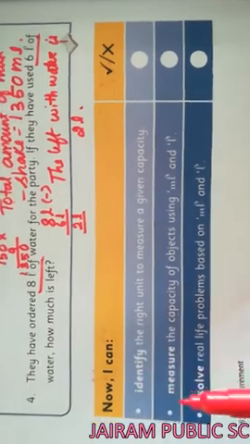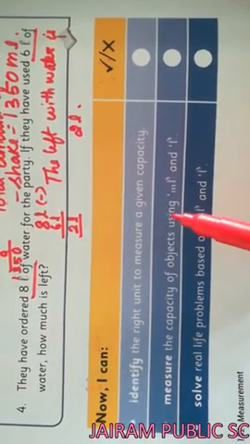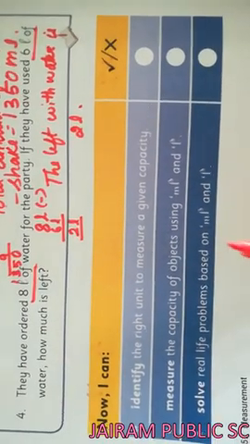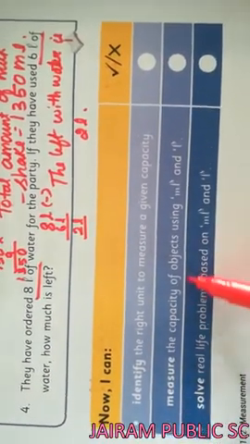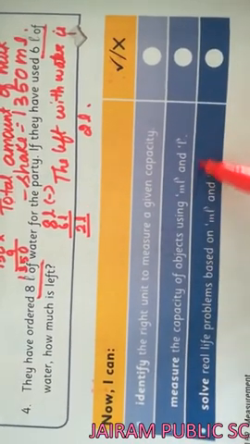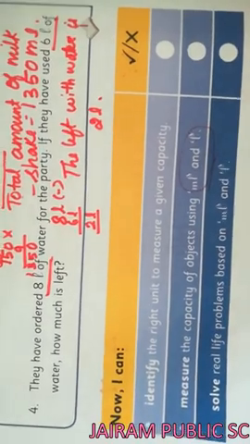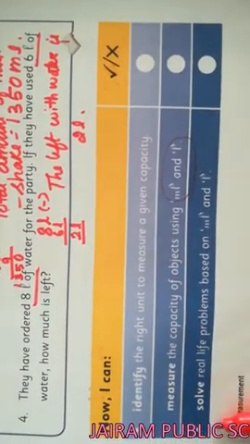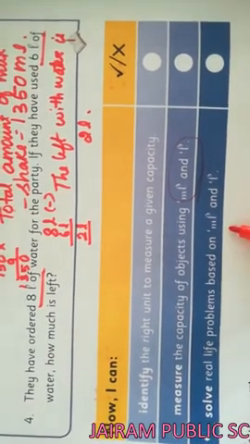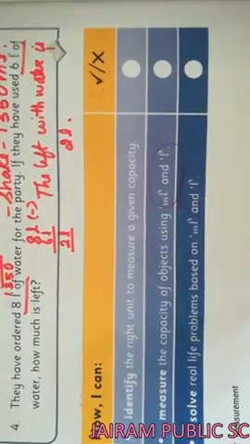Now the last part. Now I can identify the right unit to measure a given capacity. You can identify which unit we have to use in the capacity. Yes means tick it over here. Then measure the capacity of an object using milliliter and liter. You can use which are all the objects we can use milliliter and liter, children. Yes means tick it over. The next, solve real life problems based on milliliter and liter. You can means you have to tick it over there.